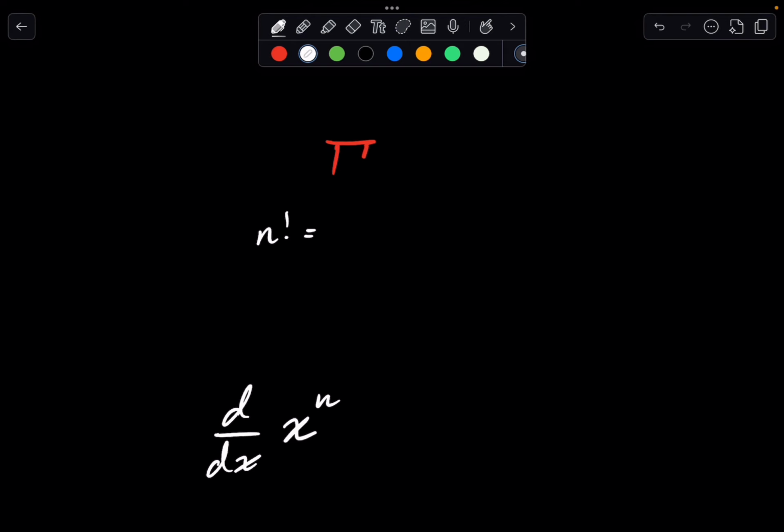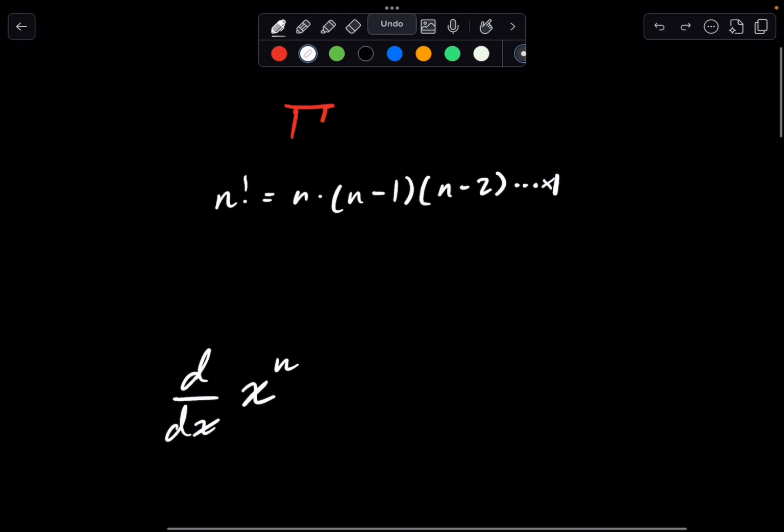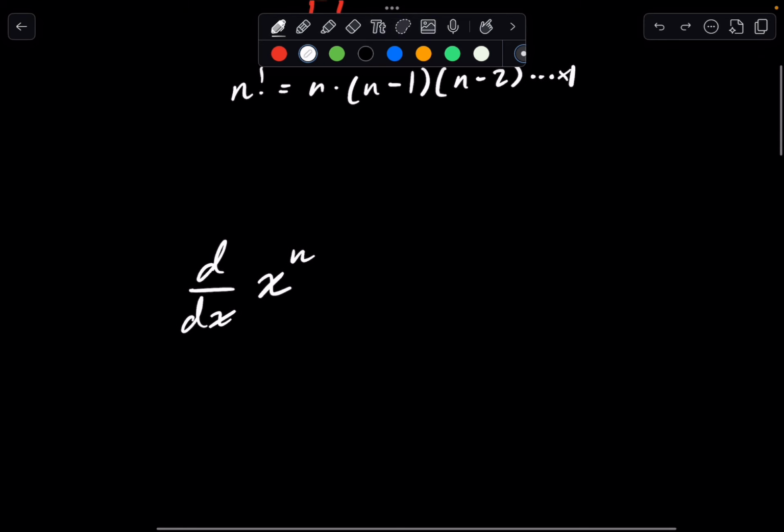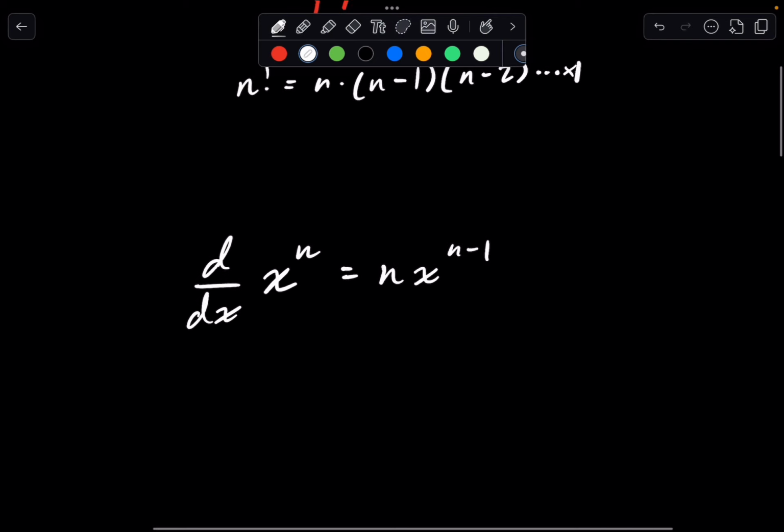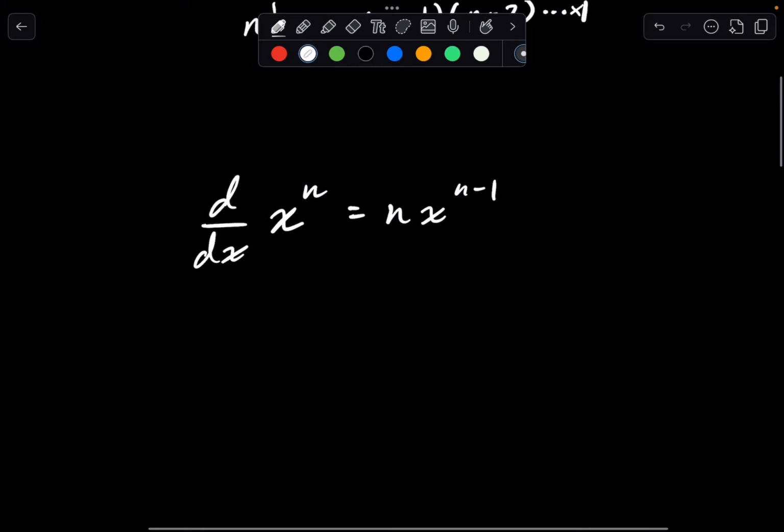And by the way, I'll put my definition. N factorial equals n times. This is the basic definition of the factorial function that we said earlier. But yeah, this is the basic definition, not the full definition, which we're going to be doing today. So d/dx of x to the n is equal to n x to the n minus 1, as you recall from power rule. Now, what happens if we take the second derivative?